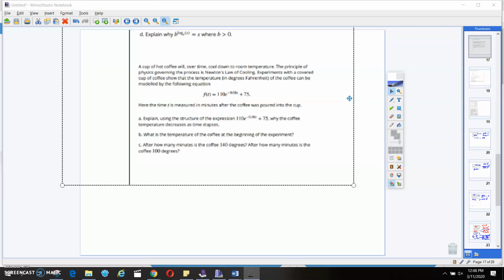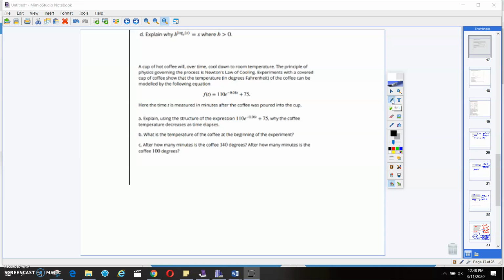That's fine. All right, explain using the structure of the expression why the coffee temperature decreases as time elapses. So the first thing that I'm going to notice is that there's a decrease. There's a decrease in the rate right here, so that's going to be 0.08, which is going to be the rate. And we know that that's going to be decay.